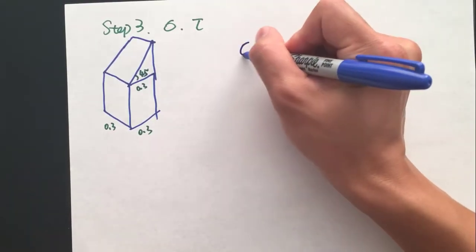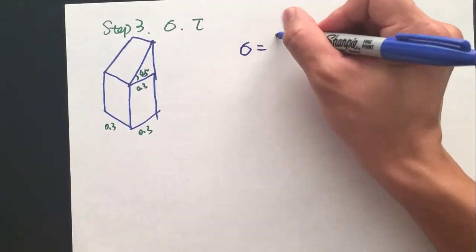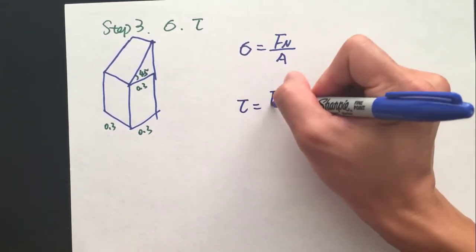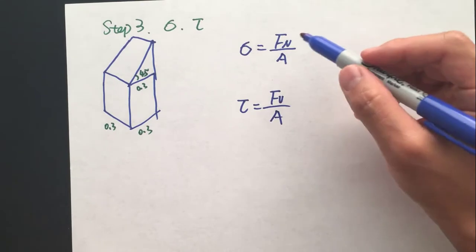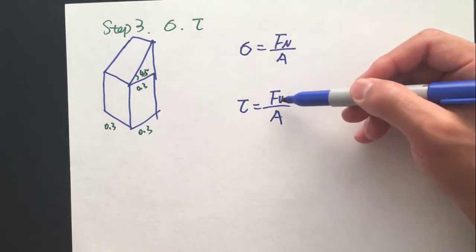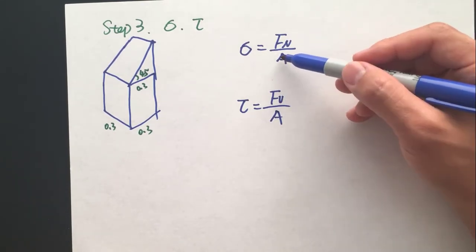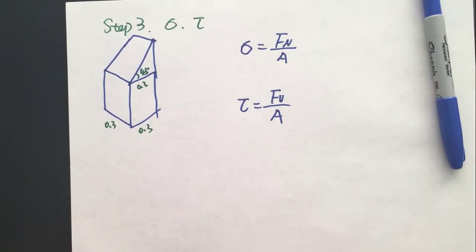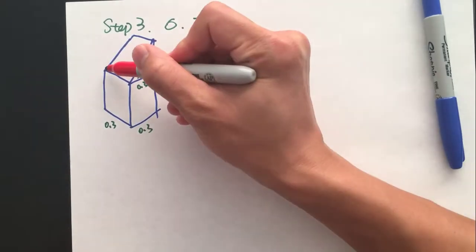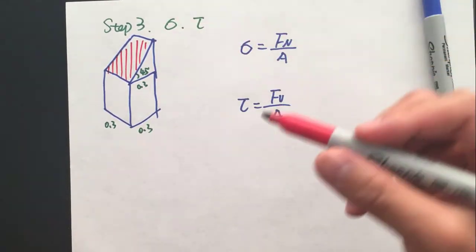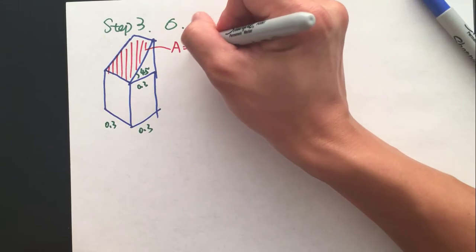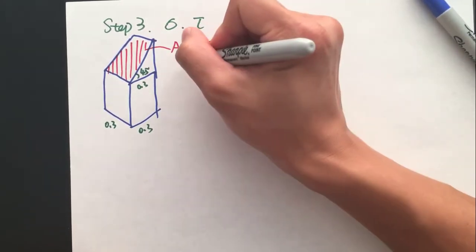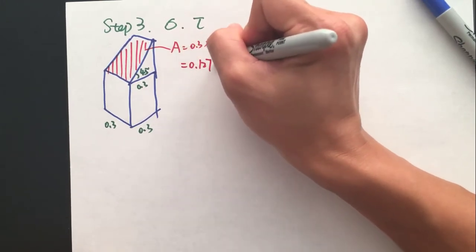From the definition, our normal stress equals the normal force over the area, and our shear stress equals the shear force over the area. Here we already found the normal force and shear force from the previous step. Now we need to find the area. Since we cut the slab open at the section AA, the area here is the cut area we're looking for. So the area A equals 0.3 times this side, which is 0.04, and we get 1.127 square meter.